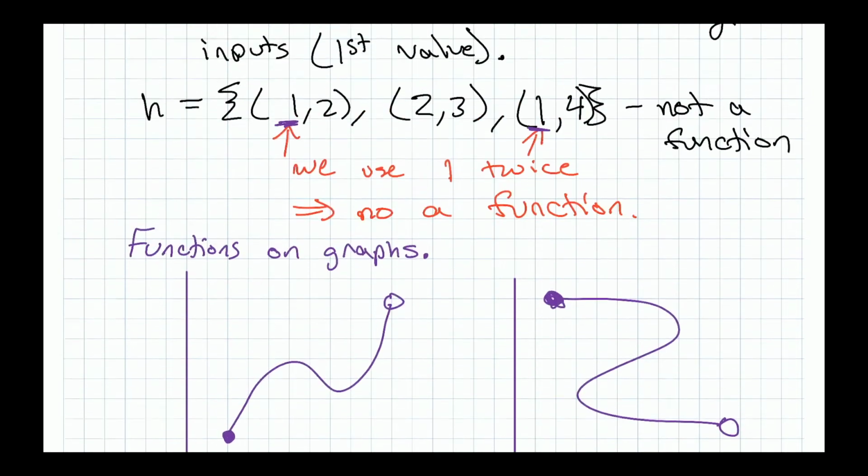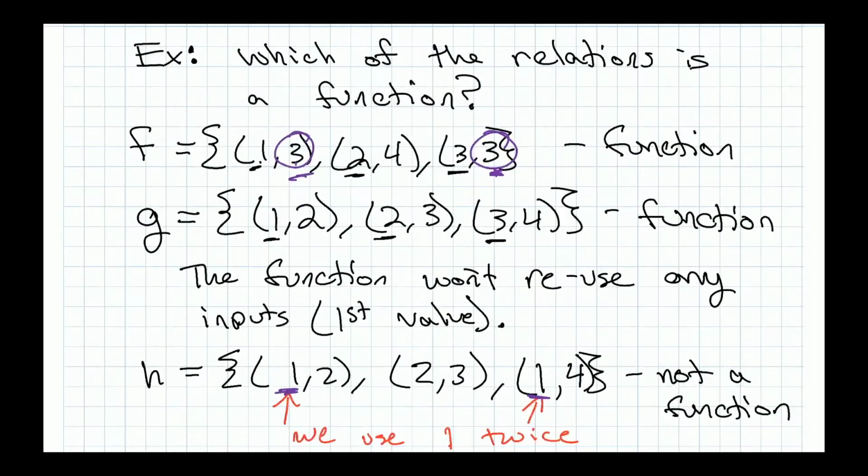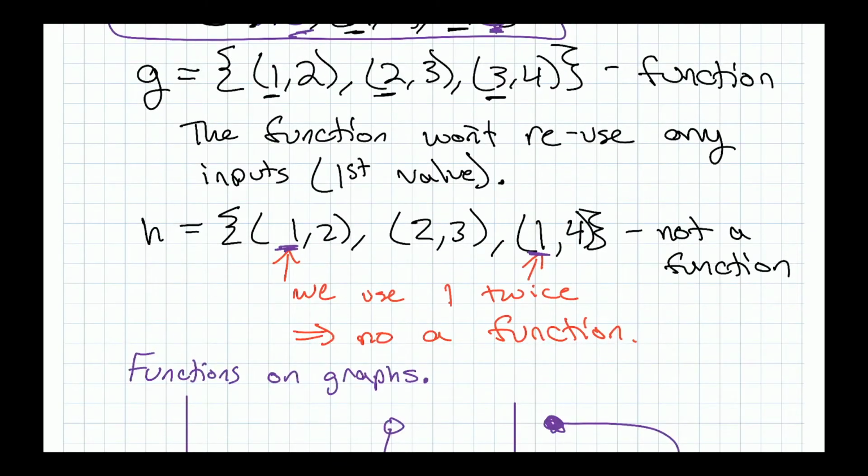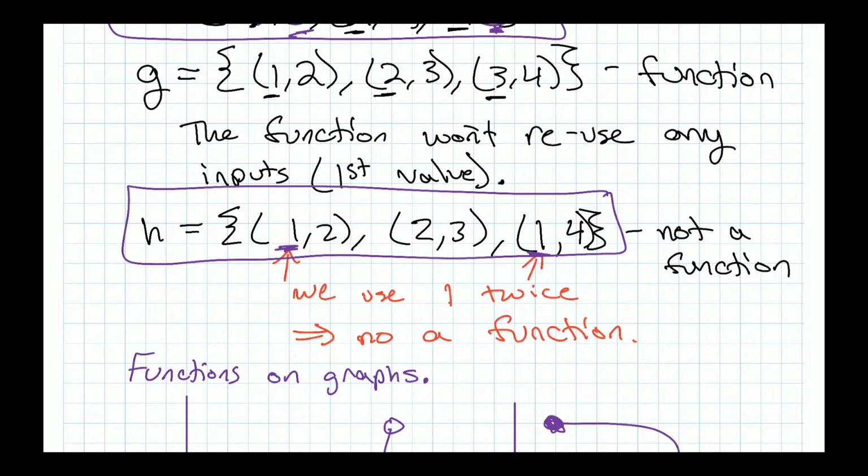Okay, when you graph a function, right, think about graphing these points here. If you were graphing this function, which is not the f that I did graph, then the 1, the 2, and the 3 are x values, and the 3, the 4, and the 3 are y values. Okay, and the fact that 3 is used twice doesn't matter. But on the one that's not a function, the 1, 2, 2, 3, 1, 4, the 1, 2 and the 1, 4 is what makes it not a function, right? Because we reused the 1.